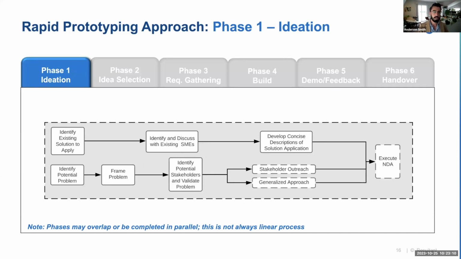So the first phase, ideation: depending on which route we are going, we'll either identify a potential problem or identify an existing solution that may be able to be applied. We'll frame that problem, of course, identify the stakeholders and validate the problem with the stakeholders. Because sometimes you'll hear from leadership or from some end users that there may be a problem, and then when you go to validate it with others, it may honestly not truly be an issue that's worth solving, or others may have additional ideas to add that are very related. So it's important to really identify those stakeholders and validate the problem with them.